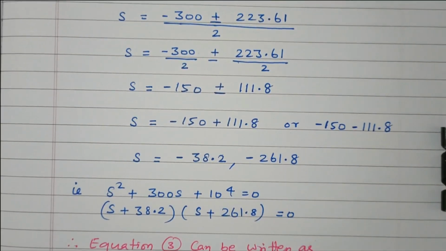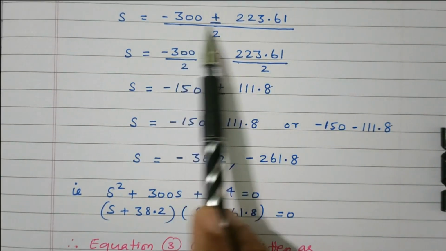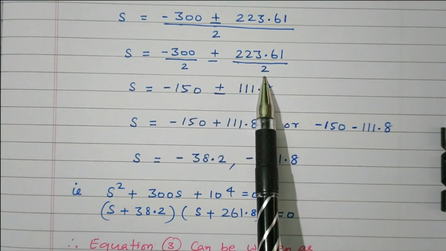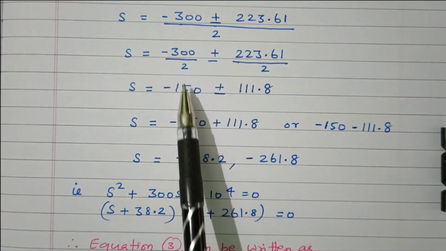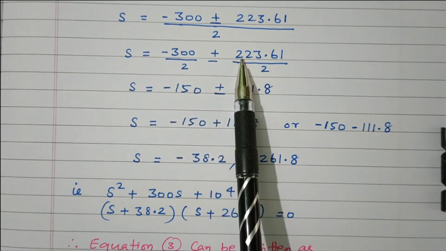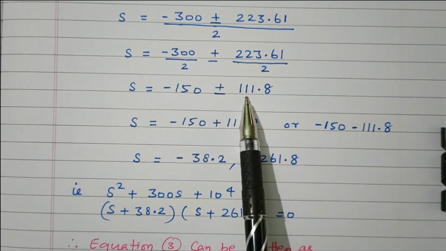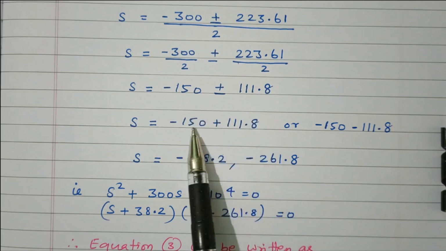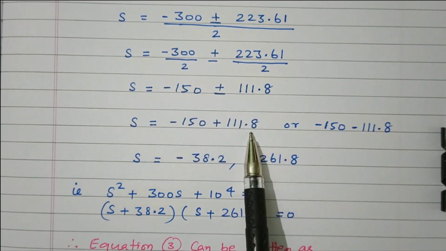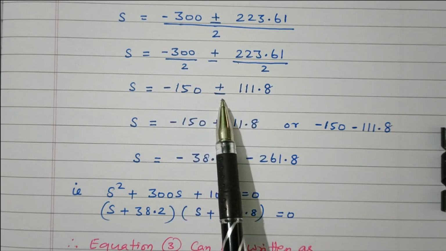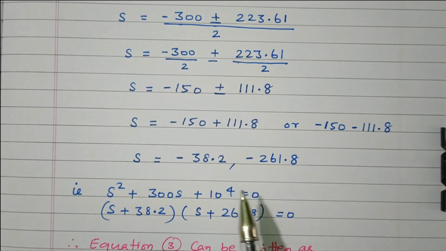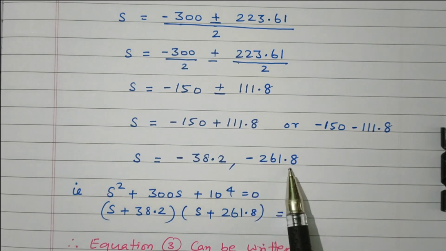Now we'll split the roots. Minus 300, now split this 2. Minus 300 divided by 2 plus or minus 223.61 divided by 2. This 2 is split. So minus 300 by 2 is minus 150 plus or minus 223.61 divided by 2 is 111.8. Now we can write the two different roots. Minus 150 plus 111.8, minus 150 minus 111.8. So this value is minus 38.2. This value is minus 261.8.